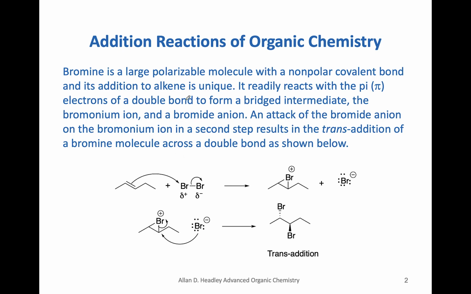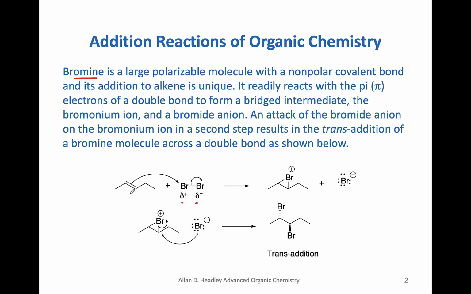So let us begin. As I mentioned earlier, bromine is a large polarizable molecule. If you look at your periodic table, you can see that the atomic weight there is 79. So it's pretty large. Because of its size, it is polarizable, which means that the electrons in bromine are shifting from region to region, creating, as you can see here, a partial positive end and a partial negative end to bromine.